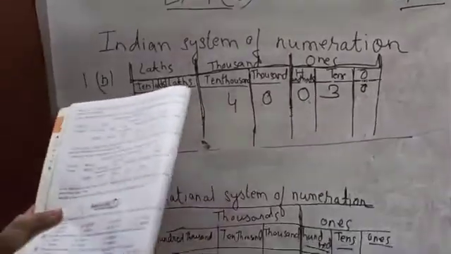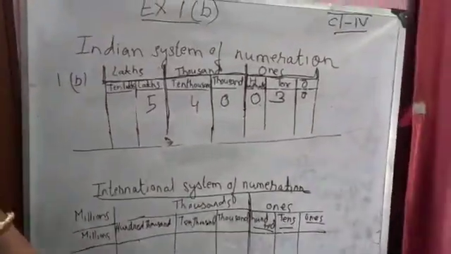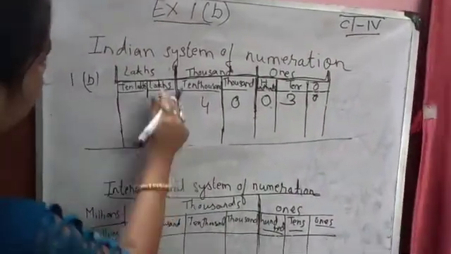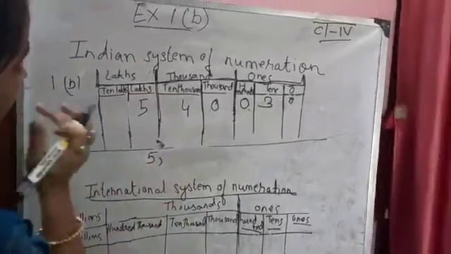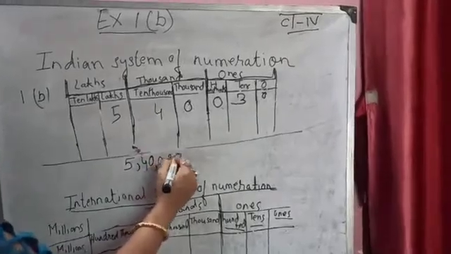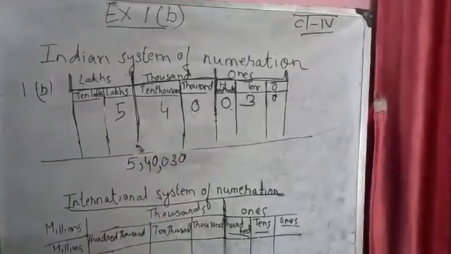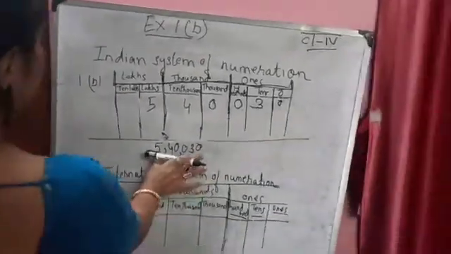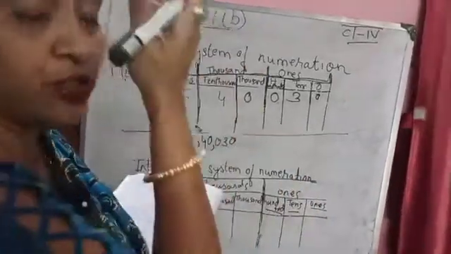So how will I write a number like this in the Indian system of numeration? After 5, at the lakhs column, I will give a comma. Then after 40, I'll give a comma, then 030. So it's 5,40,030. This is how the number stands in the Indian system of numeration.